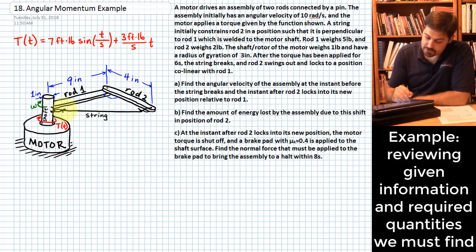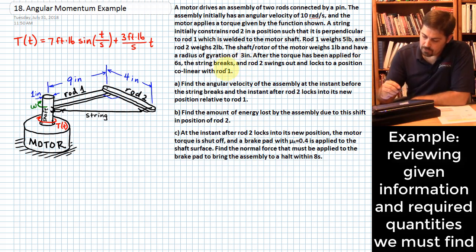Initially, this string constrains rod 2 so that it's in a position that's perpendicular to rod 1. And rod 1 is just welded onto the motor shaft. Okay, we're given some other information here. We know the weight of rod 1 is 5 pounds. The weight of rod 2 is 2 pounds. The shaft and rotor of the motor weighs 1 pound, and it has a radius of gyration of 3 inches.